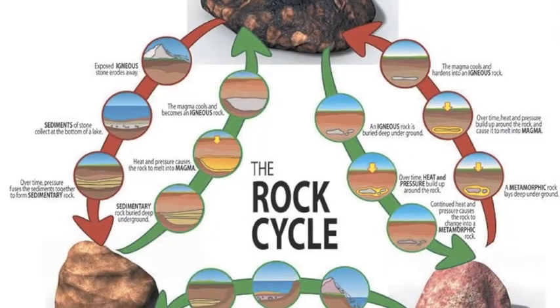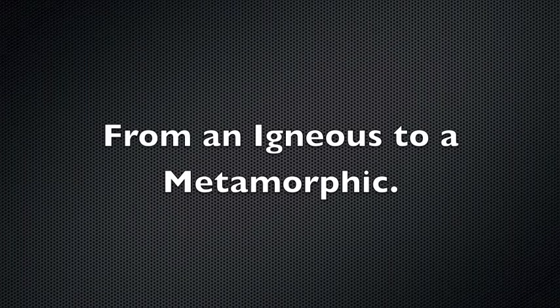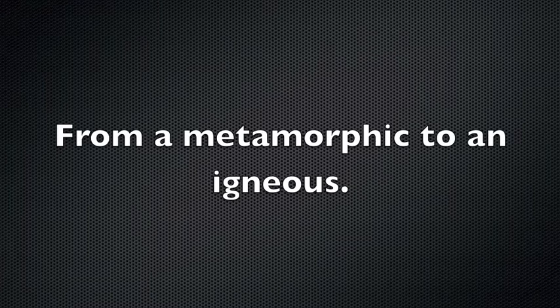So here we go. An igneous rock is buried deep underground. Over time, heat and pressure build up around the rock. A lot of heat causes the rock to change to a metamorphic. Metamorphic lays deep underground. Over time, heat and pressure build up around the rock and make it melt to magma. The magma cools and hardens into an igneous rock.